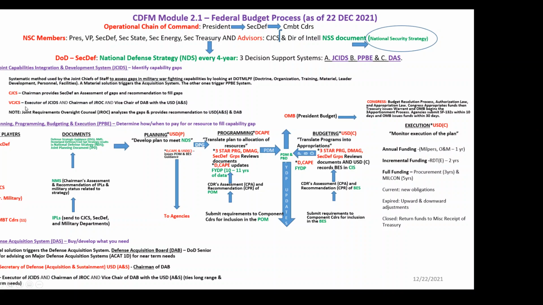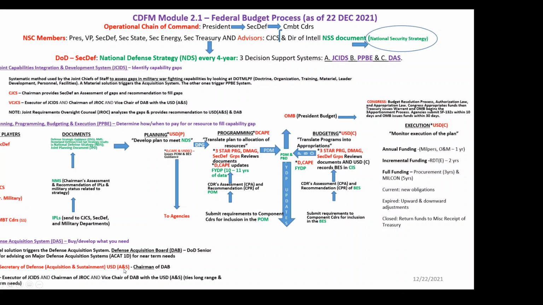Just like the Vice Chairman has the JROC, down here you have the Defense Acquisition Board. So the DoD Senior Forum for Advising on Major Defense Acquisition Systems. Anything ACAT 1 says it's a major system. ACAT 1D, the D behind it tells you it's a DoD level major system. And it compares it with near-term needs. So under Secretary of Defense for Acquisition and Sustainment, this changed from the older study guides.